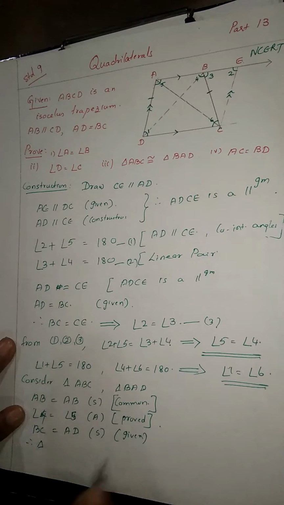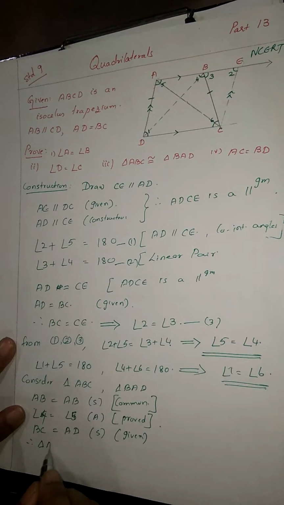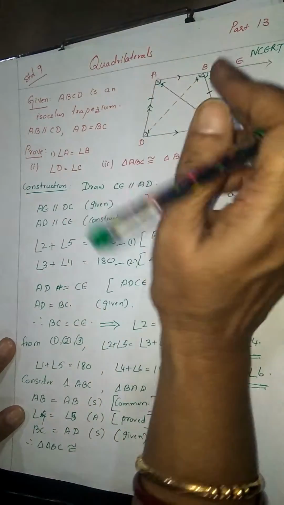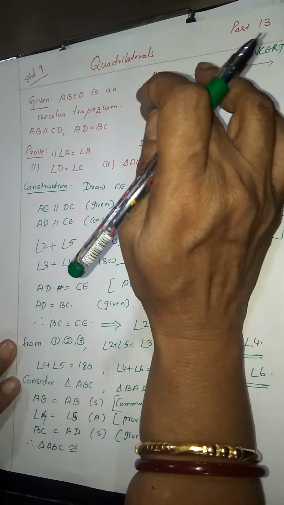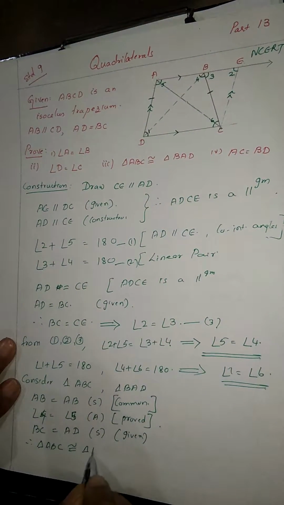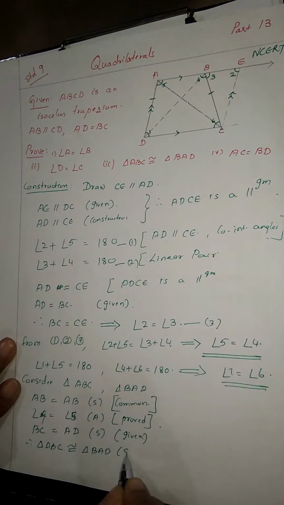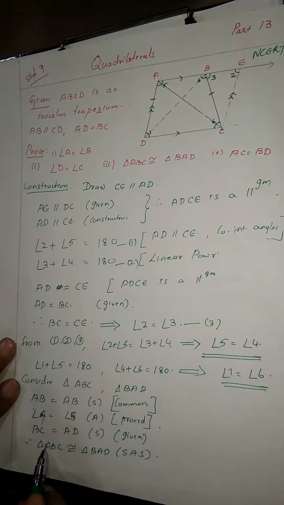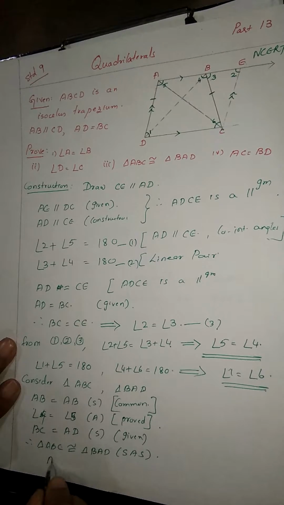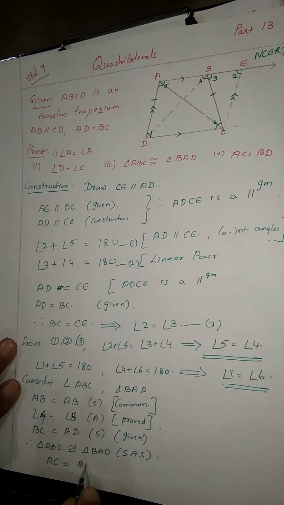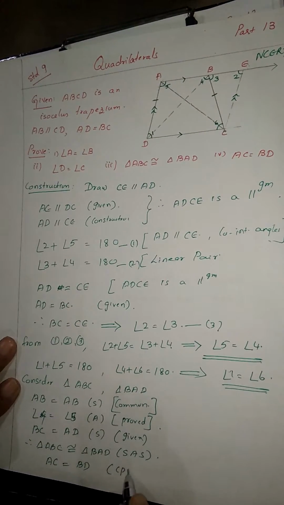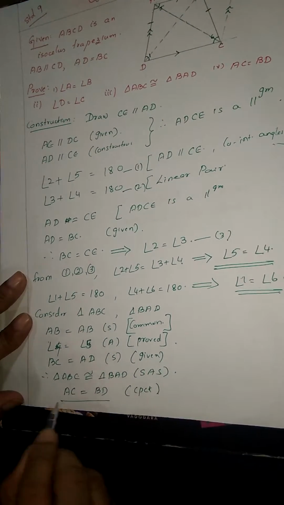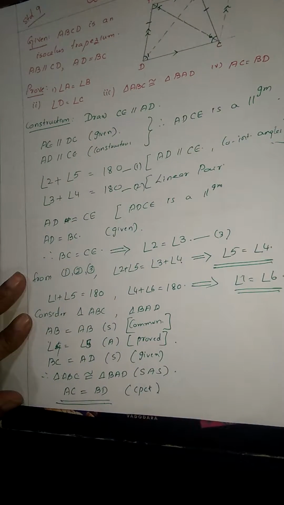Therefore, triangle ABC is congruent to triangle BAD by SAS. From this we can say AC is equal to BD by CPCT, congruent parts of congruent triangles. So we have proved this also.